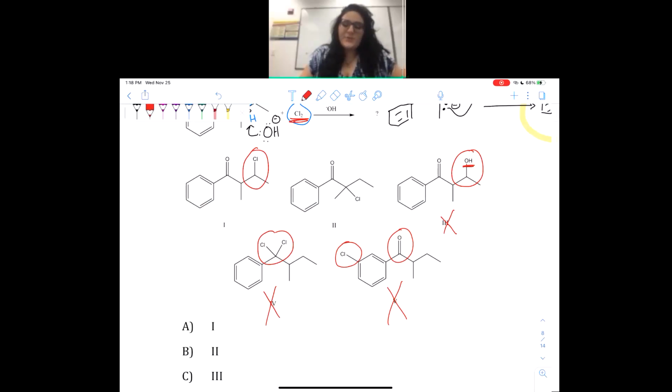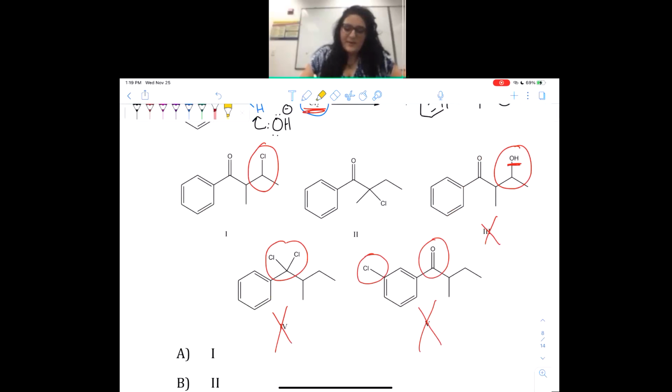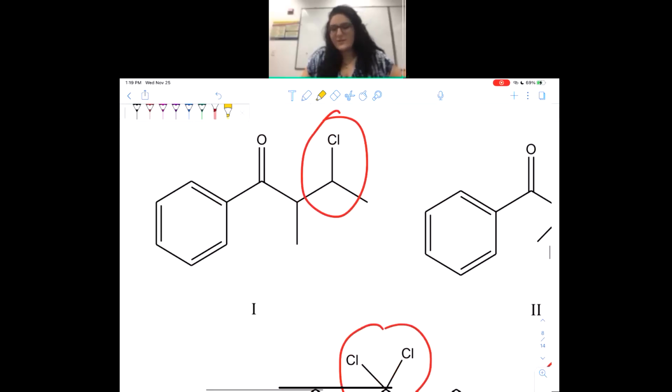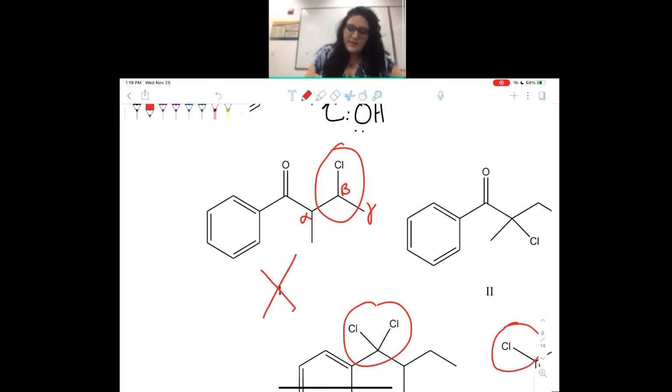So now, if you're stuck between 1 and 2, I understand. Why could we automatically kick out number 1, though? What's wrong with it? It's not an alpha position, exactly. So this is alpha, this is beta, and then just for funsies, that would be gamma, so on and so forth. So this added to the beta position. We don't want that. So our correct answer is B.